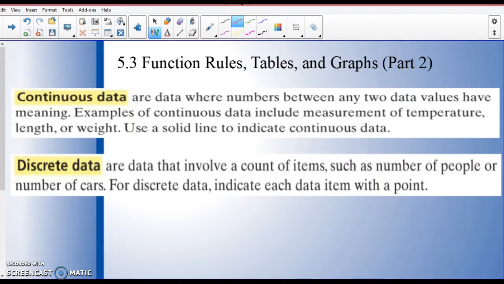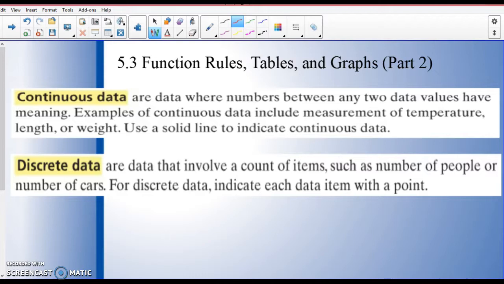Last week, we talked about graphing functions. At this point, to graph these functions, all you are doing is making a table of values. Today, we are learning two terms, and you are going to need to know these. Continuous data are data where numbers between any two data values have meaning. Examples of continuous data include measurement of temperature, length, or width. Use a solid line to indicate continuous data.